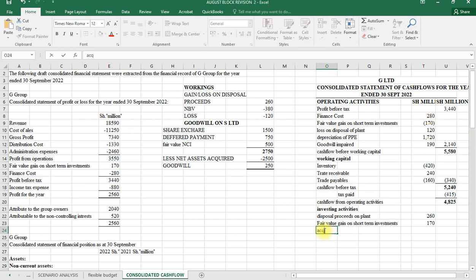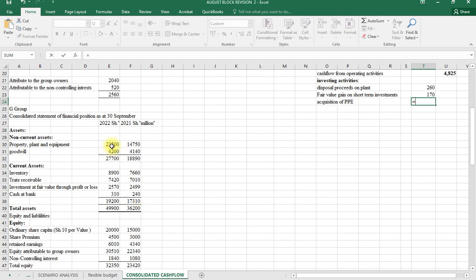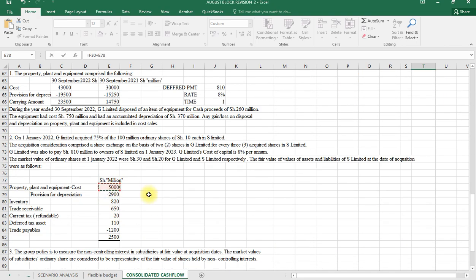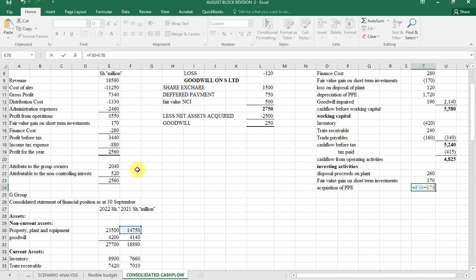Acquisition of PPE. So we acquired PPE here. When you look at our PPE at cost, we'll deal with them at cost here. At the beginning was 19, and at the end was this. I'll take at the beginning and I add what we acquired here. We acquired 5,000 at cost, and the one that we sold at cost was 750. I will minus what we sold, minus 750, and I minus the value at the end. The value at the end was that.